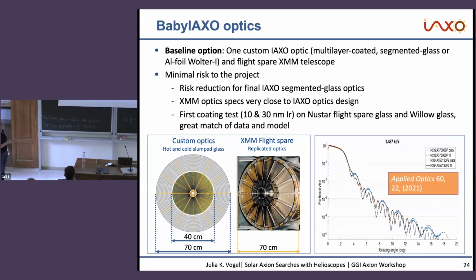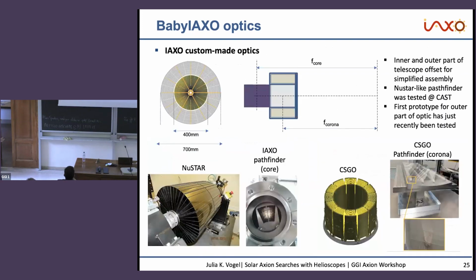This plot here shows that our expectation and our measurements agree. So we do not degrade the performance by bending it after we coated it. That's been a big step forward. This is how these 2 optics for our custom optics are going to be mounted. This is the NuSTAR-like core, and then the outer part, the cold slump glass part, we offset. It's easier to mount and align them, and we can build them separately. We don't have to put one into the other.